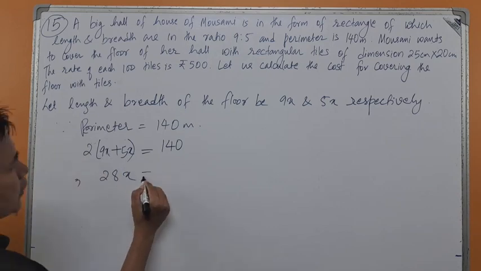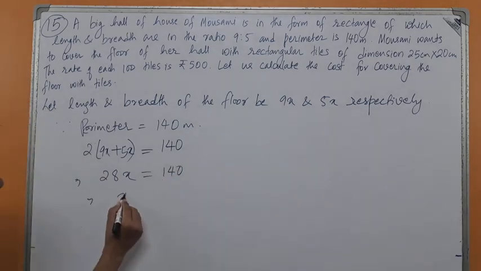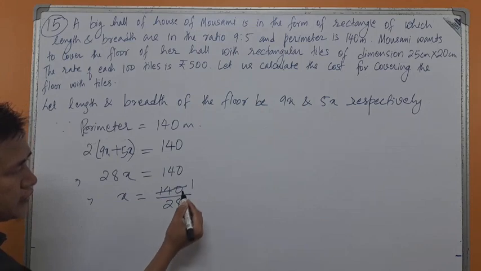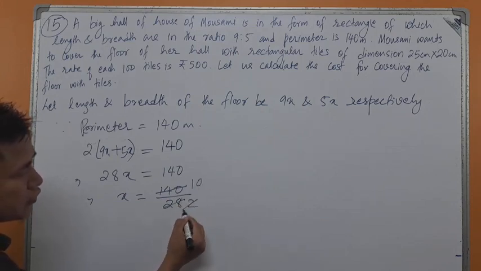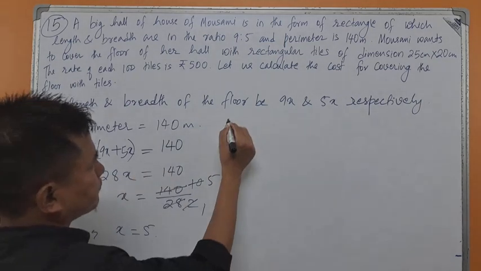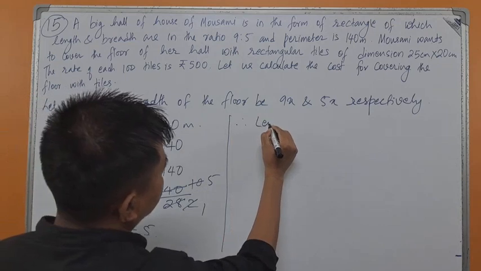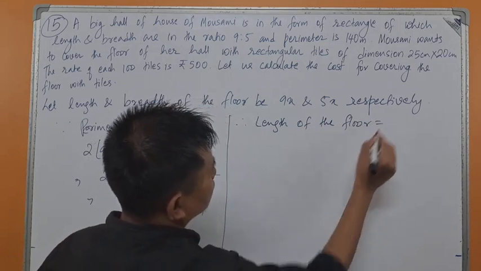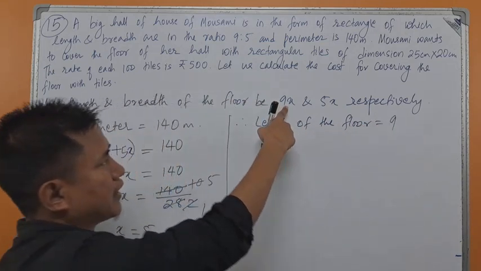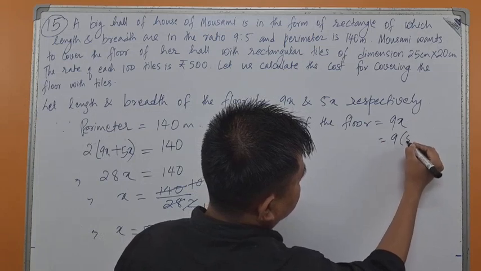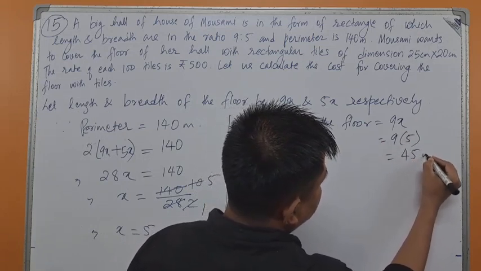28x equal to 140, or x equal to 140 divided by 28. So 14 1s are 14, this 0 we write here. 14 2s are 28. 2 1s are 2, 2 5s are 10, or x equal to 5. So we got the value of x here. Now therefore length of the floor equal to 9x, isn't it? Length of the floor is 9x. So x is 5. Length of the floor is 9x and x is 5. So 9 5s are 45 meter.